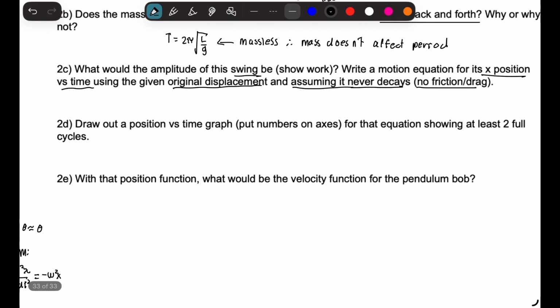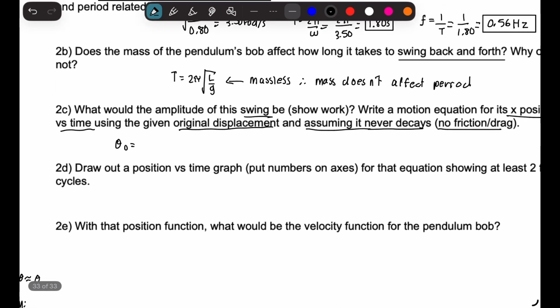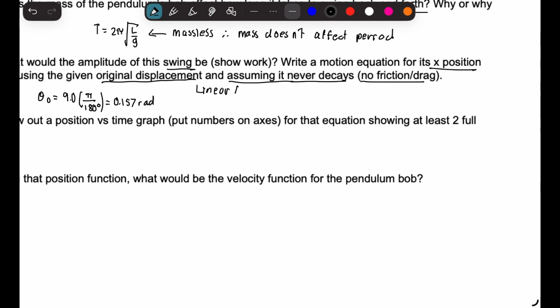No friction, drag. So you need to first convert your angle into radians. So our angle was 9 degrees. So you're going to take 9, and it's in degrees right now. Degrees is massless, so pi over 180 degrees. So that would be 0.157 radians. Now, after this, you need to get the linear amplitude. And you can get that by looking at the arc amplitude. Your arc is equal to L, length of your string, times the angle. So here that's 0.80 times 0.157. That's 0.126 meters. Approximately 0.13 meters if we're looking at sig figs.